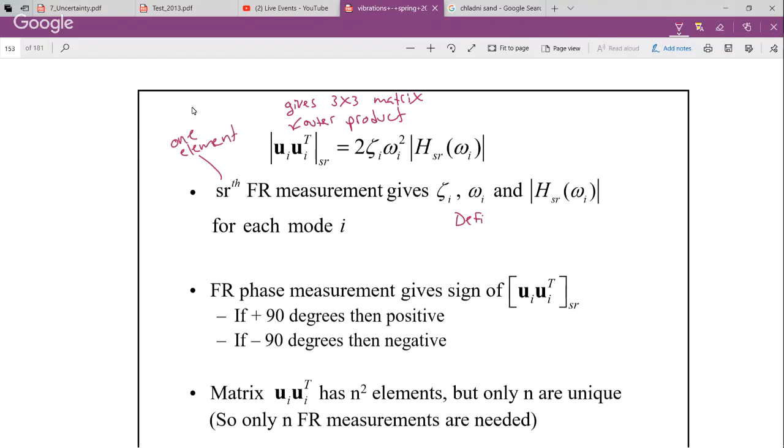And not only are we looking at just one element, we're just looking at the magnitude. So we don't know if it's positive or negative. We just know its magnitude with this equation. And you have to look at the phase to determine if it's positive or negative.